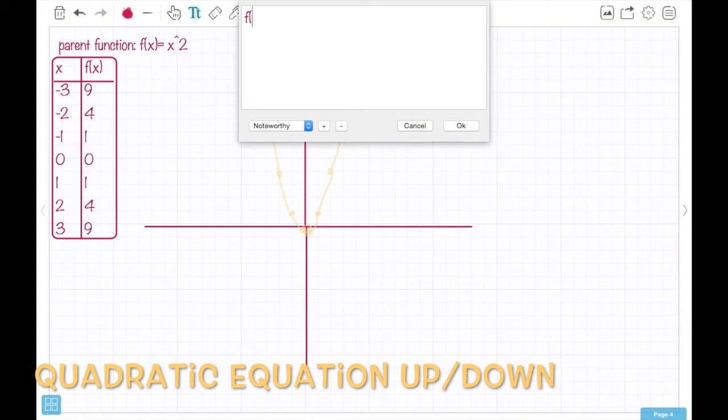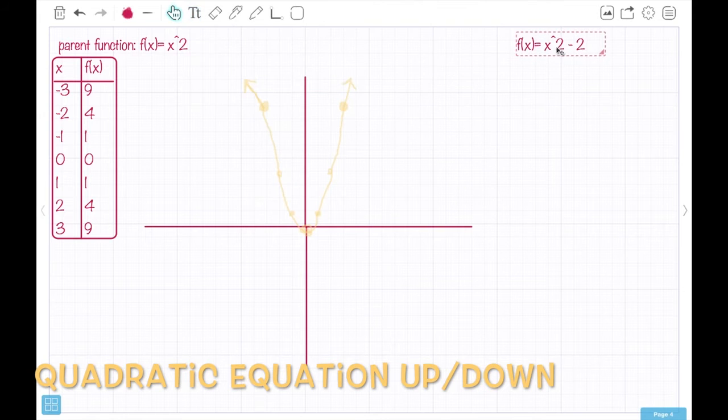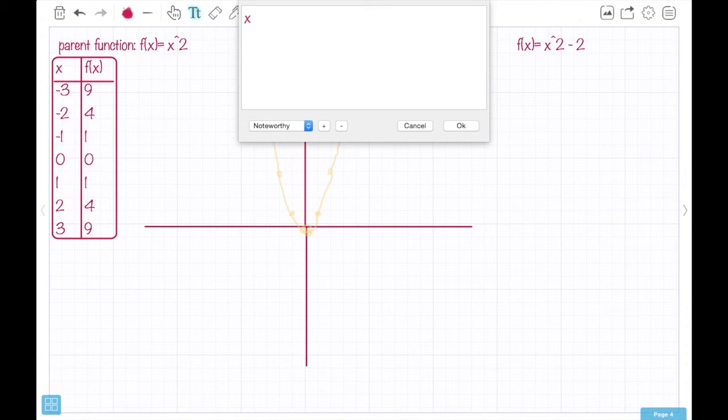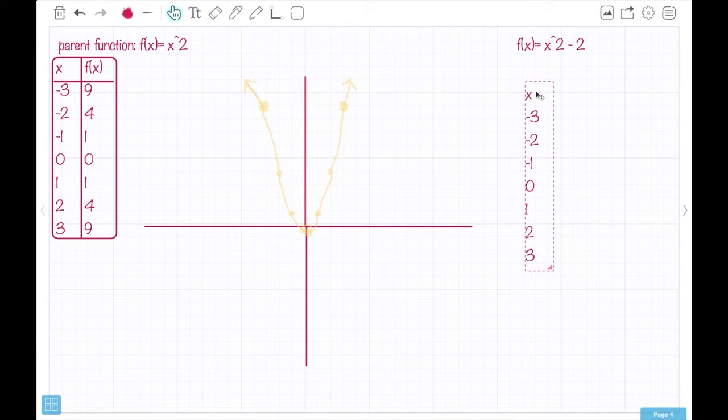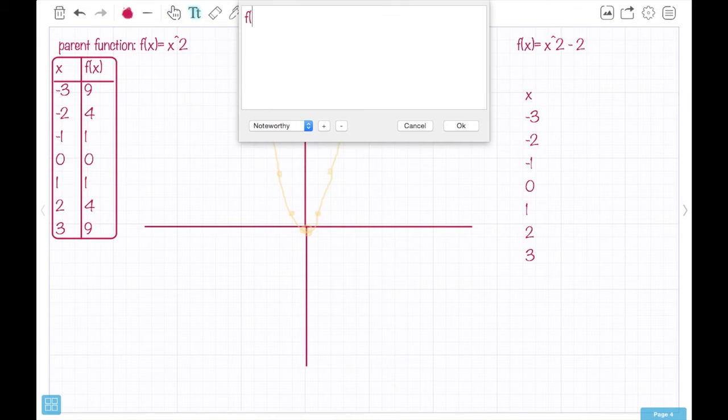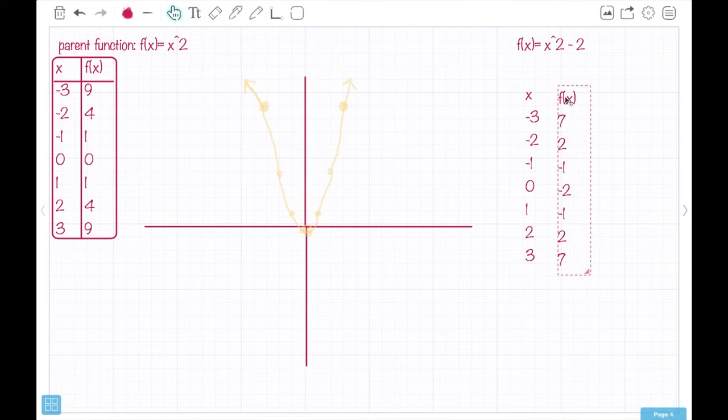Next, with this quadratic equation, I already made the table for the parent function, and the new function is x squared minus 2. So, from what we have already learned, you hopefully know that this simply means that every point on the graph is going to go down 2 units. However, if you still don't know that, simply subtract 2 from all the f of x values, and then graph the points. As you can see after graphing, the line is exactly the same, just moved down 2 places.